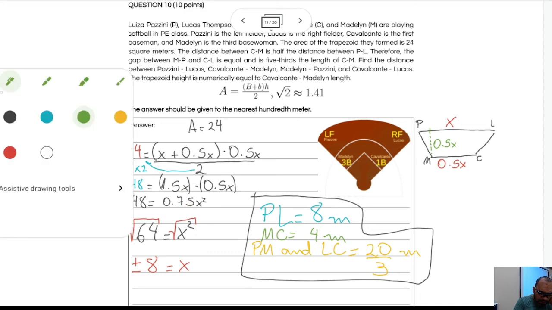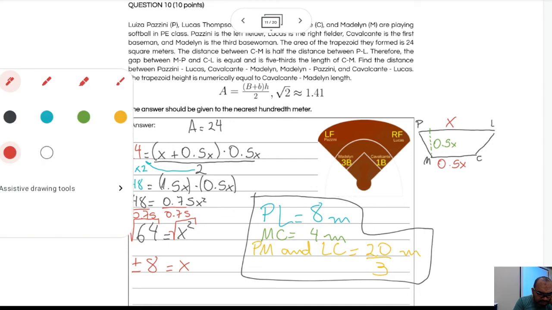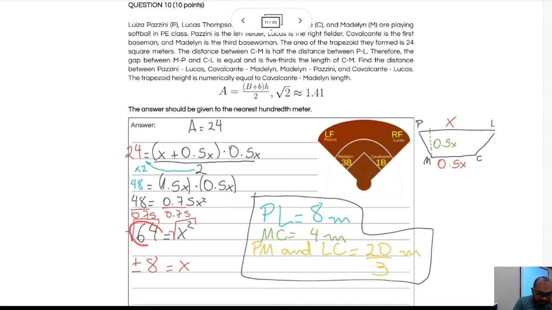What is 0.75? It is a divide. Okay, let me write here. I forgot to put this. Divide by 0.75. 48 divided by 0.75 is 64. Square root of 64 is plus or minus 8. Do I need a negative length? No. I know Pazini Lucas Thompson is 8 meters. Madeline Cavalcante, 4 meters, half of the distance.